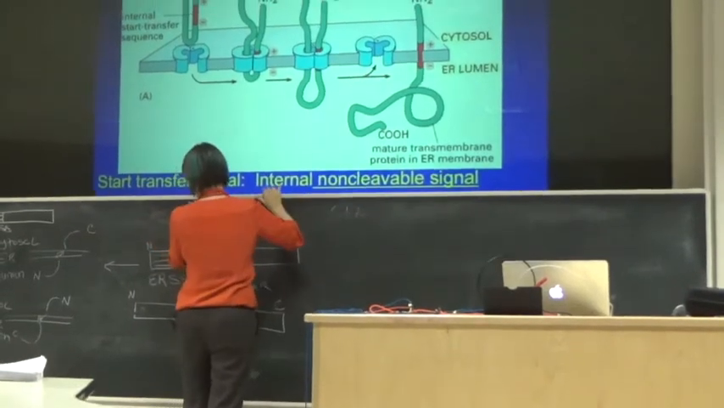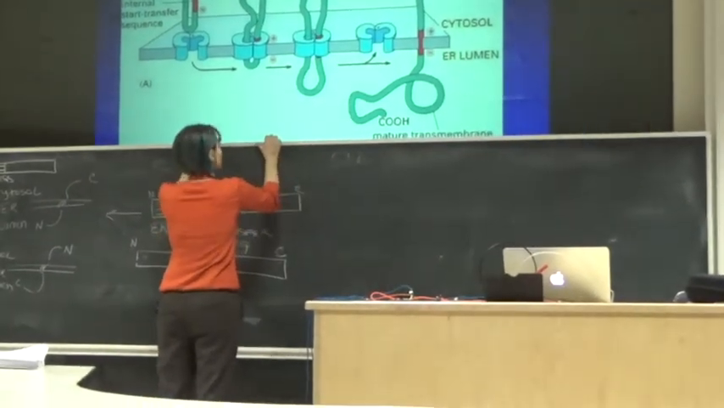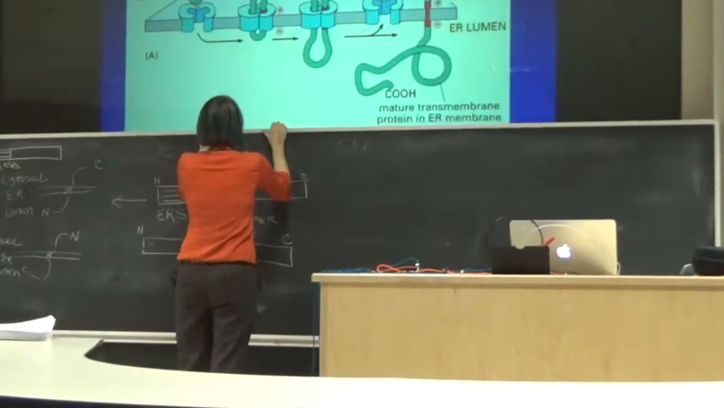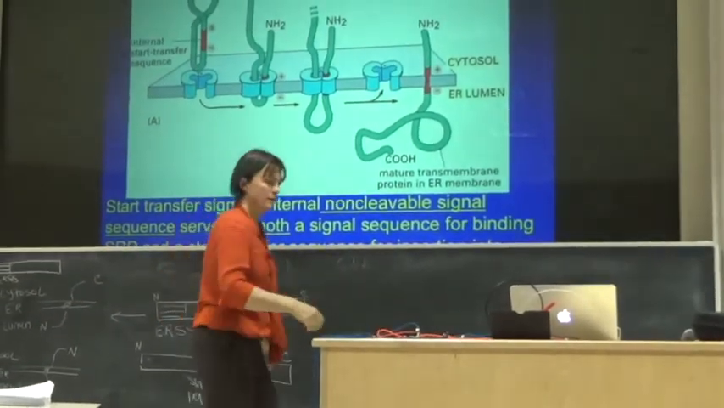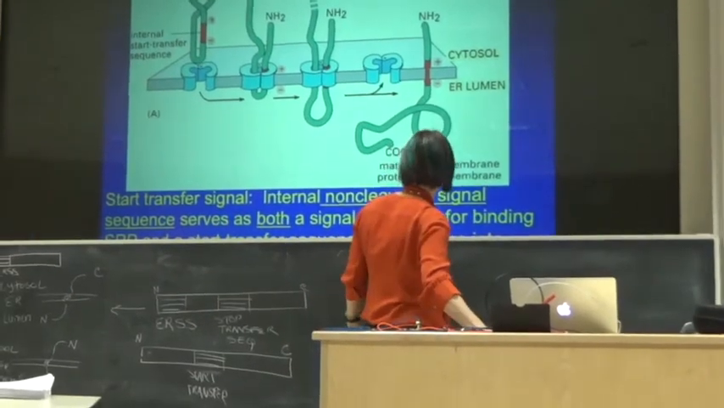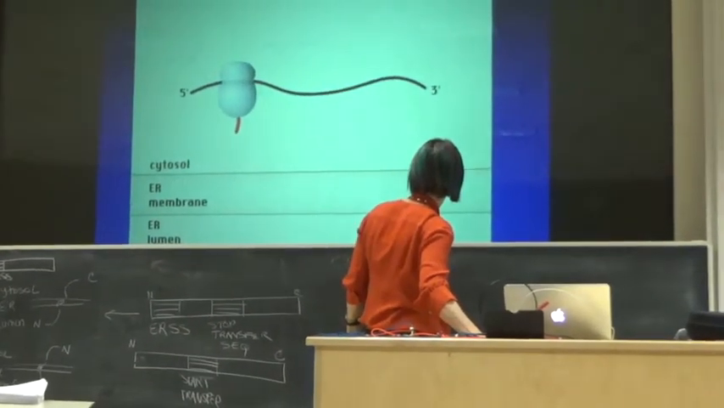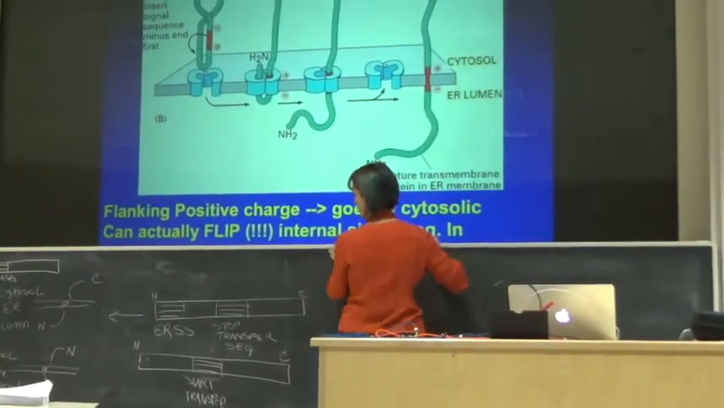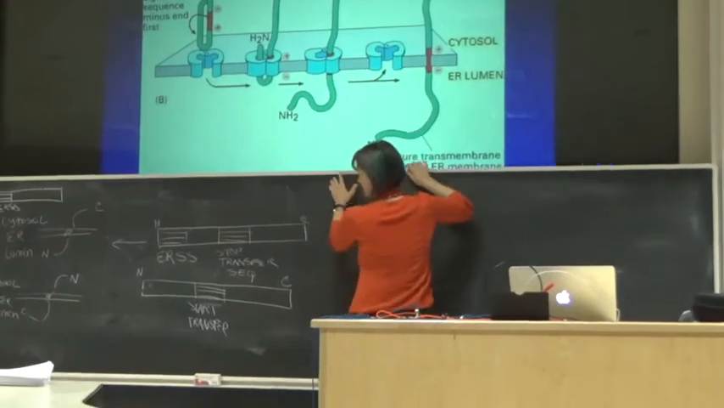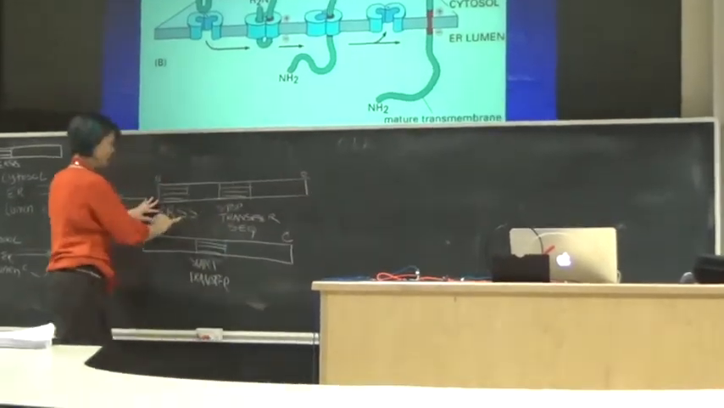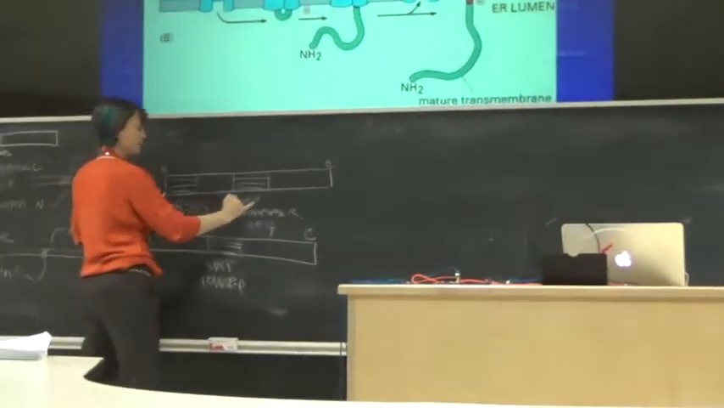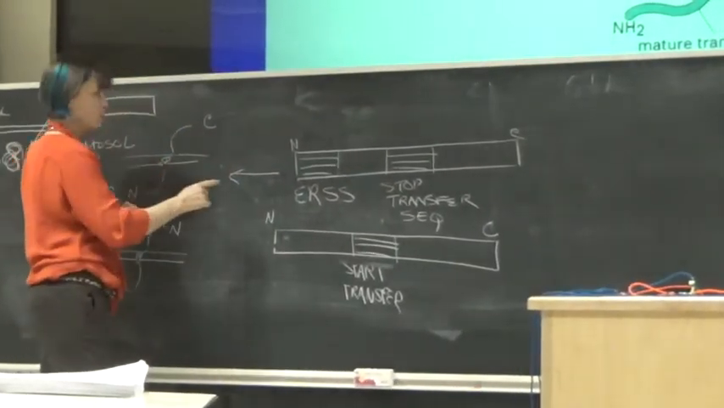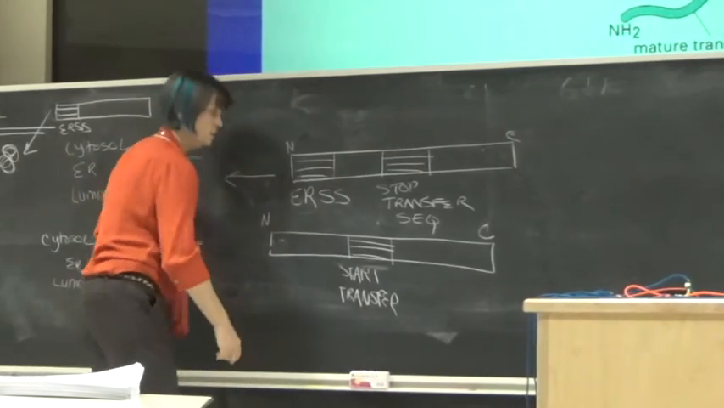C terminus in the lumen. So we saw, right, this here, right here. So it's N terminus in the lumen and it's C terminus in the cytosol. One way was to have the ERSS in the middle and then the stop transfer sequence. But if this N terminus is relatively short, we can do it another way.